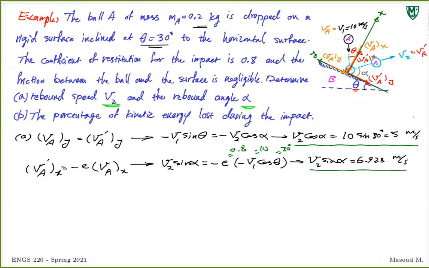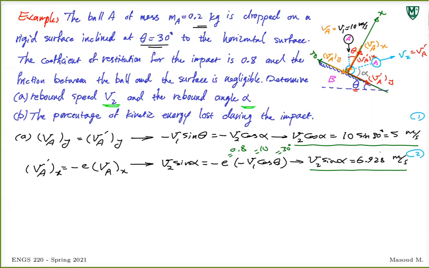So this is equation 1. This is equation 2. I have two equations, two unknowns, right? You can actually solve this and find both alpha and V2. If you divide 2 by 1, you get tangent alpha, you get a number. From there, you can calculate alpha by calculating the inverse of.